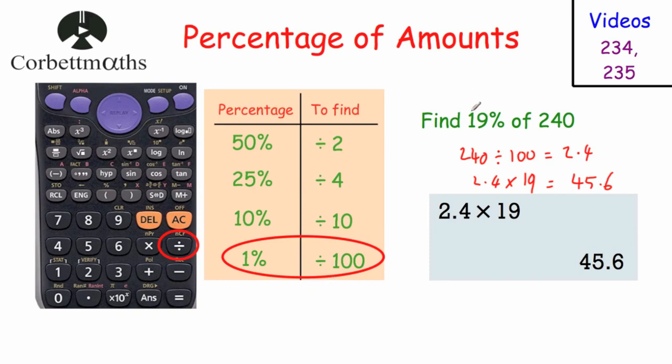And there is another approach, and that's by changing the percentage that you want to find of the number into a decimal. So changing 19% to a decimal, that's 0.19. This is called a multiplier, and you multiply the 0.19 by the 240, and that would give you 45.6 as well. So if you want to find a percentage of an amount on a calculator, you can divide by 100 to find 1% and times by the percent you want. Or you could change the percentage of the amount you want to find, so 19% into a decimal, and then you can multiply that decimal, that multiplier, by the number you're finding the percentage of. So you could do 0.19 times by 240.